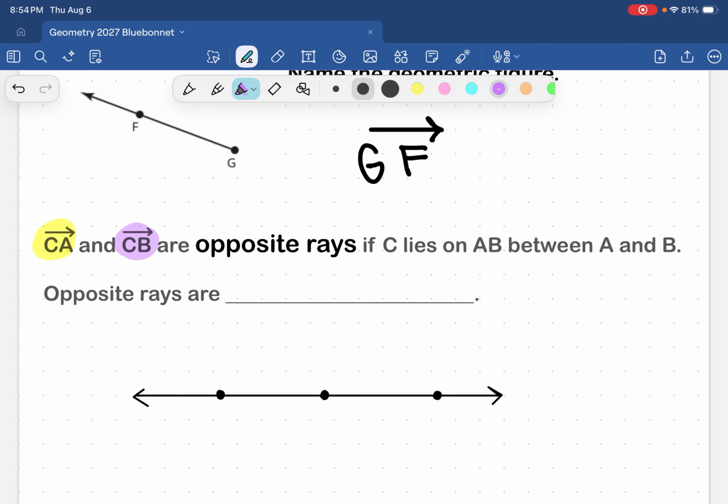I'm going to put point A to one side and point B to the other. No, it doesn't matter. I could have switched them very easily. Here is ray CA. It goes in this direction. And here is ray CB. It goes in that direction. But together they make up line AB.